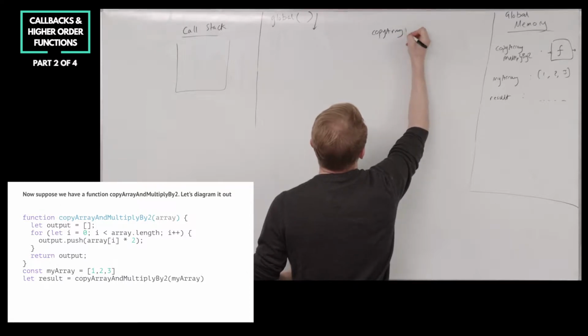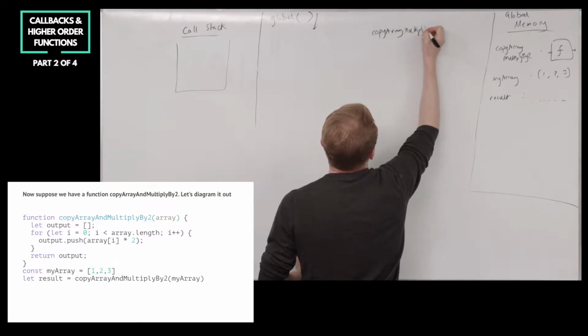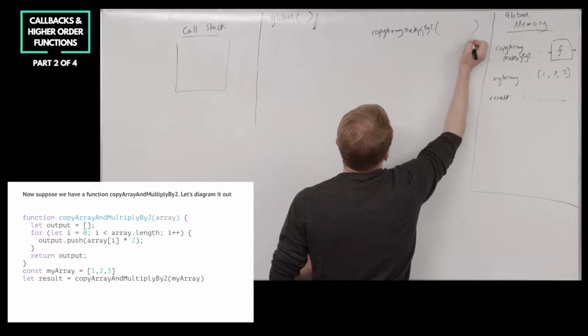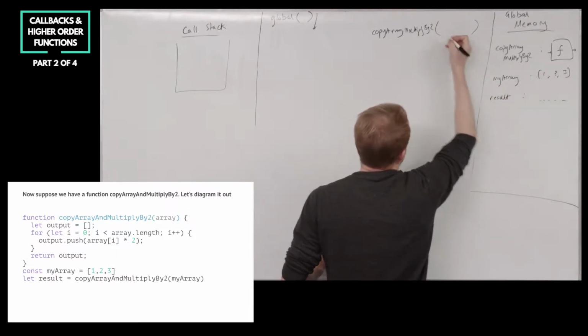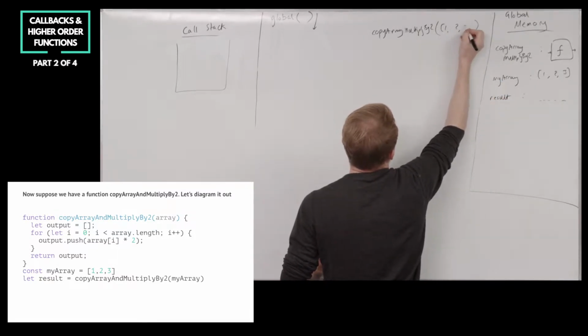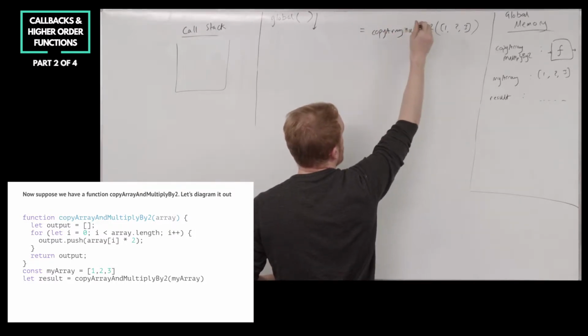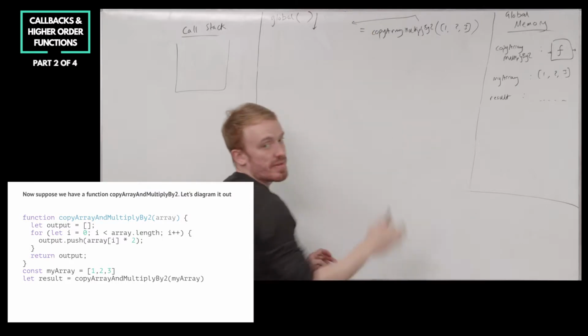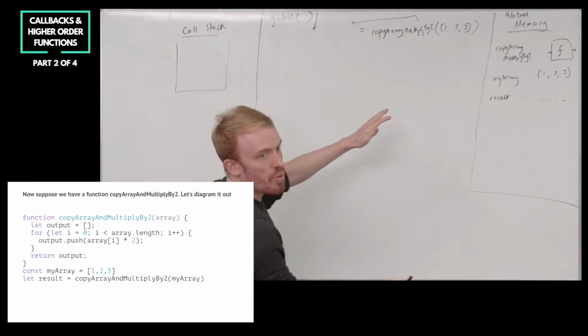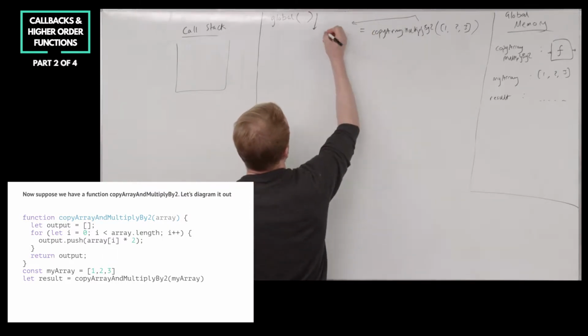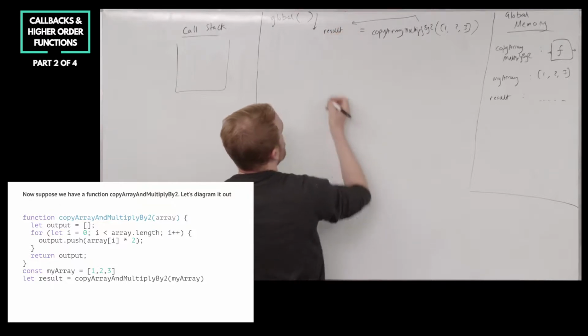So keep me going, Philip. So I'm going to run copy array and multiply by 2, pass in myArray, which is the array 1, 2, 3. Yep, perfect. And I know the return value, the output, whatever gets returned from this function call, is going to be stored in what, Philip? Result. In result. Perfect.